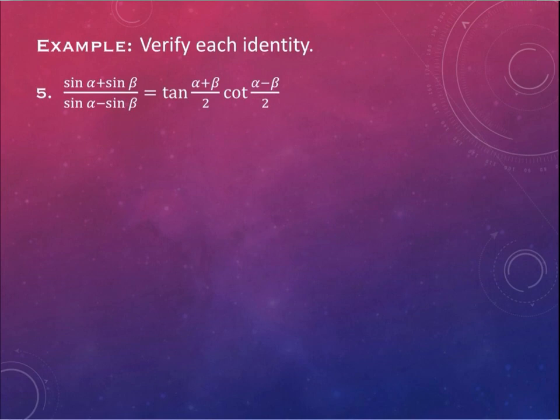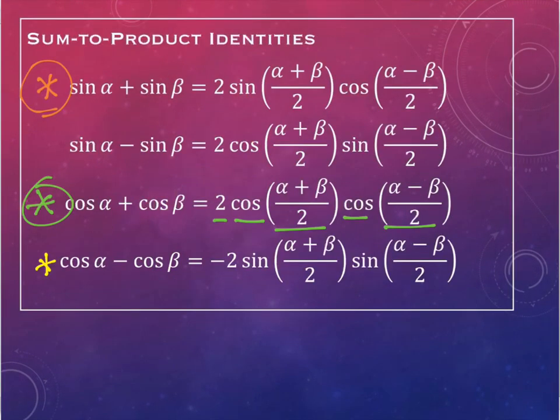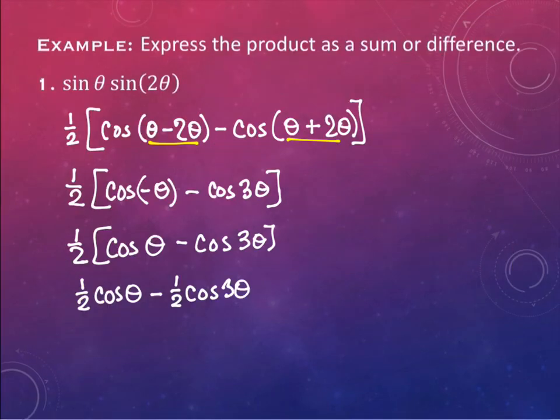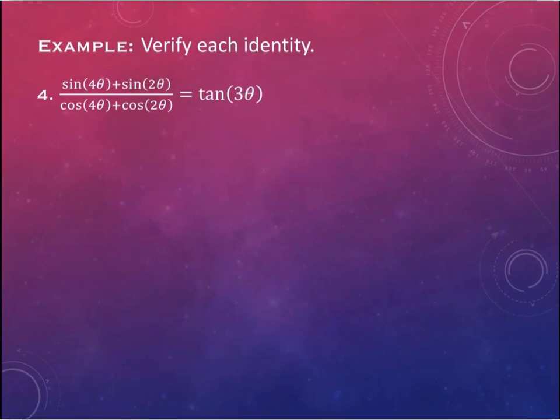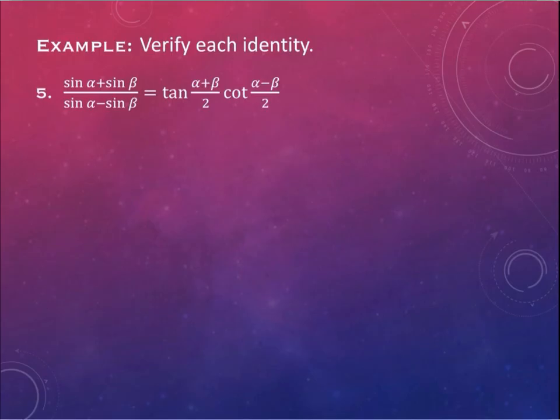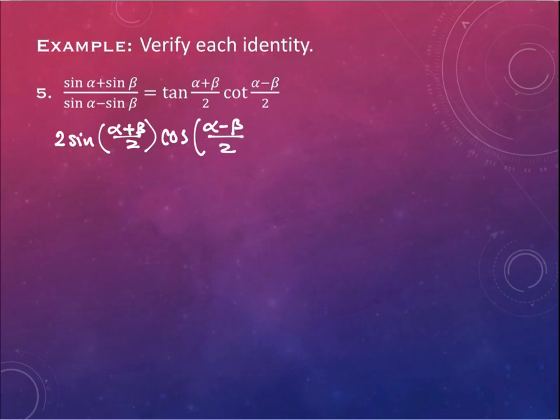All right, the top part, sine of alpha plus sine of beta. Okay, so we've done this over here. That's the top one. So it's 2 sine of the angles added divided by 2 and cosine of the angles subtracted divided by 2. So I have 2 sine of the angles added, so alpha plus beta divided by 2, and then cosine of the angles subtracted, alpha minus beta divided by 2.